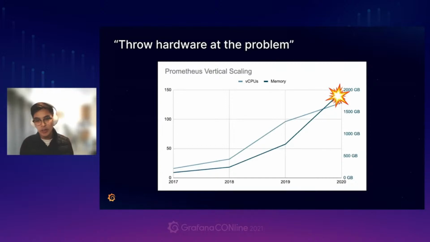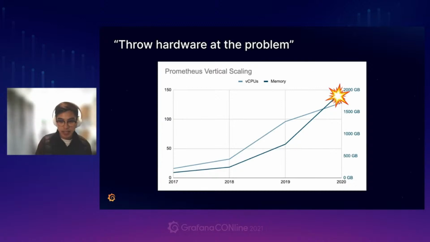So whenever querying or scraping started to slow down, we'd scale by moving Prometheus to a larger EC2 instance type. And here you can see the size of our Prometheus server, starting with an instance of 16 CPUs and 122 gigabytes in 2017, and ending with an instance of 128 virtual CPUs and almost 2 terabytes of physical memory.